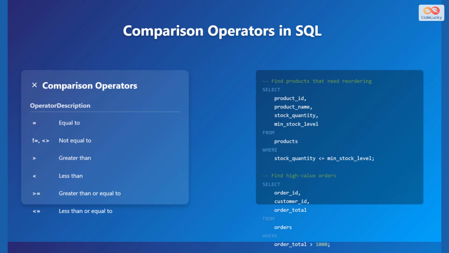The first query finds the product that needs to be reordered, selecting the product ID, product name, stock quantity, and minimum stock level from the products table where the stock quantity is less than or equal to the minimum stock level. The second query finds high-value orders, selecting the order ID, customer ID, and order total from the orders table where the order total is greater than 1,000.